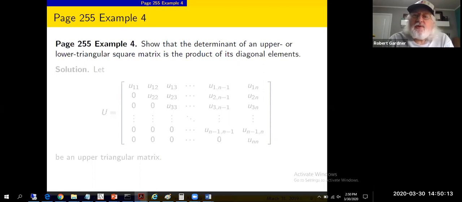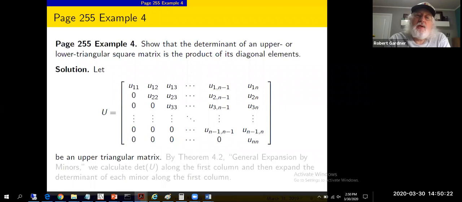The claim here is to show that the determinant of an upper or lower triangular square matrix is the product of its diagonal elements. And we'll just illustrate it for upper triangular. Lower triangular would be similar. An upper triangular matrix was a matrix that had below the diagonal only zeros. Lower triangular had above the diagonal only zeros. So if I were to transpose this, we'd get a lower triangular matrix.